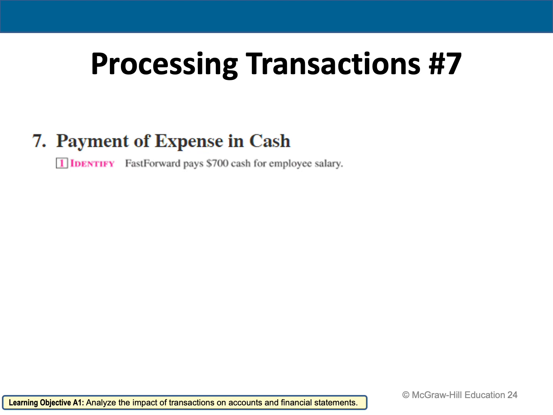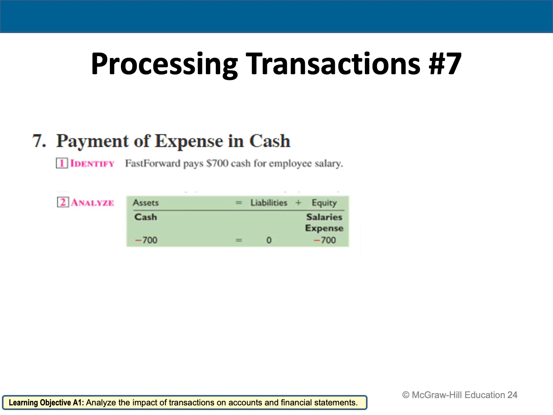But why are we paying this 700 cash? We are paying it for employee salary. These salaries, because we are going to pay them on a regular basis or a monthly basis, are an expense for the company. So the company considers those kinds of salary as an expense. So if I'm going to analyze it using the accounting equation, I'm going to say that my cash is decreasing and my salaries expense is increasing.